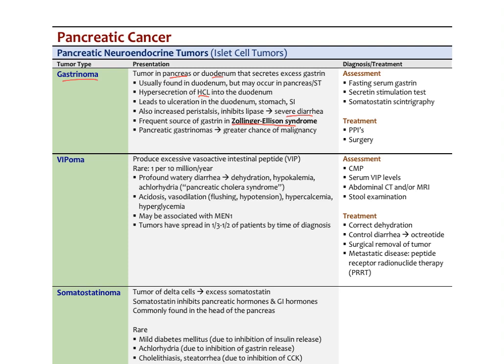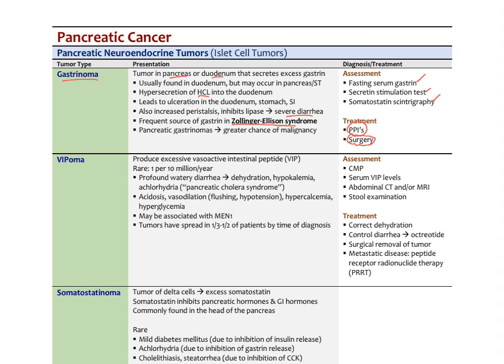So here we do a fasting serum gastrin test, a secretin stimulation test to check for the pancreatic activity. And somatostatin scintigraphy, this is another test that we can use to assess gastrinomas. So usually it's treated, if it's surgically resectable, by removing the tumor. If not, or for just symptom relief, proton pump inhibitors are given.